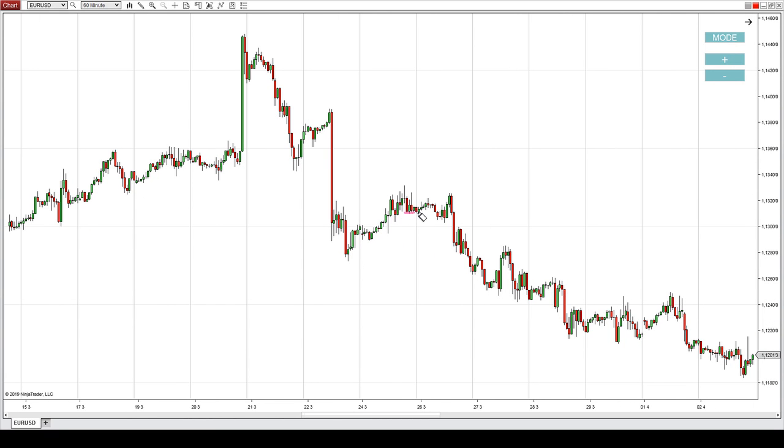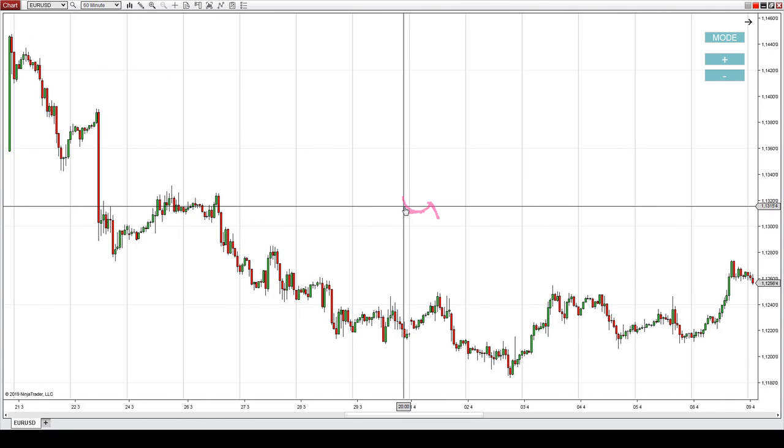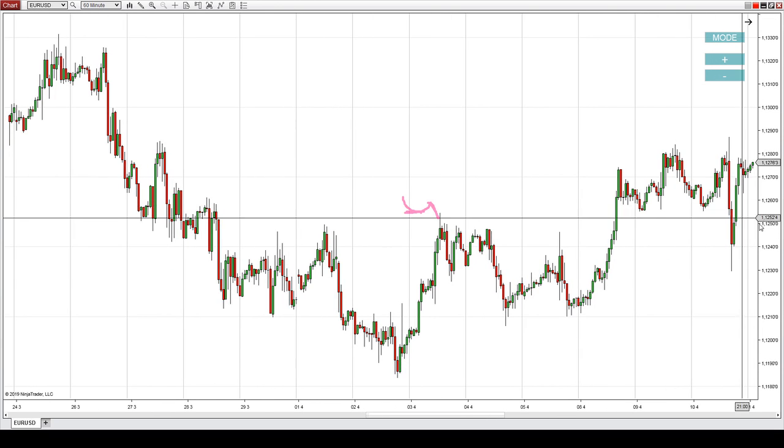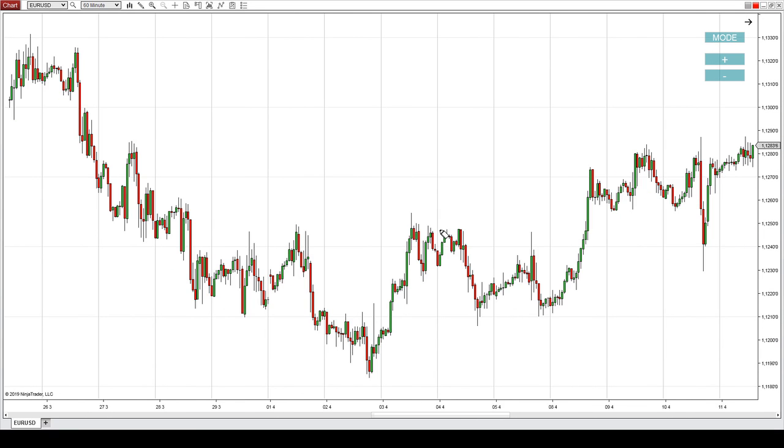Right there, another nice case of failed auction or a weak low. In this case, it doesn't really matter. It's just very weak rejection of lower prices. And as you can see, the price tests below it pretty soon to create a successful auction. Then there's also failed auction in here.